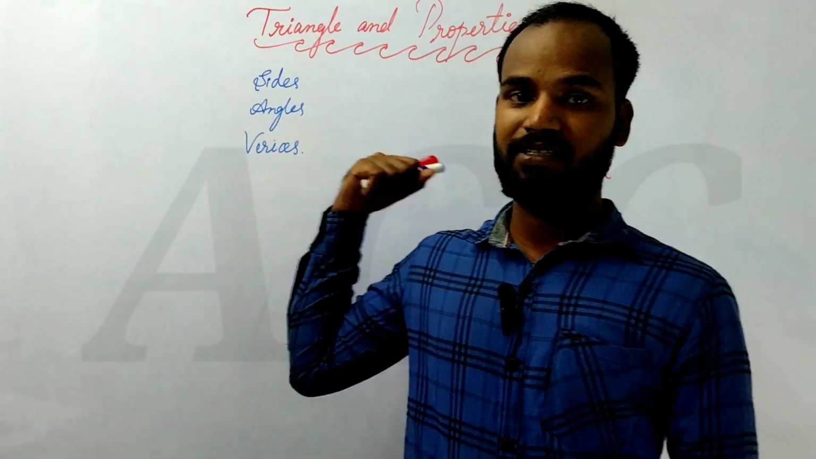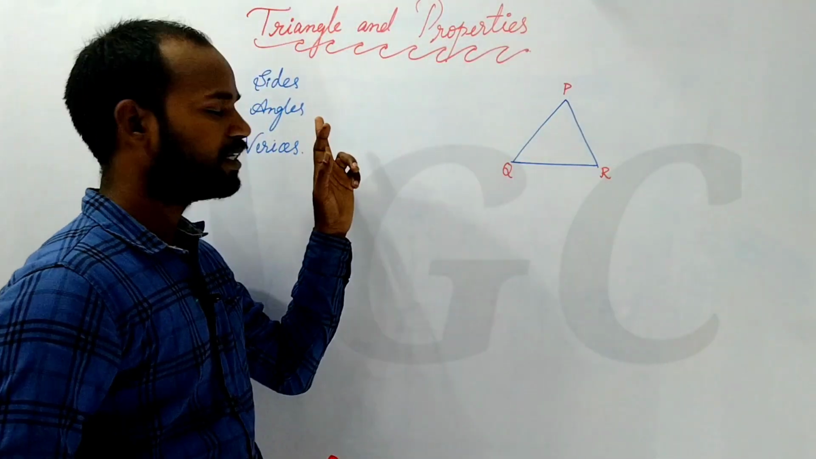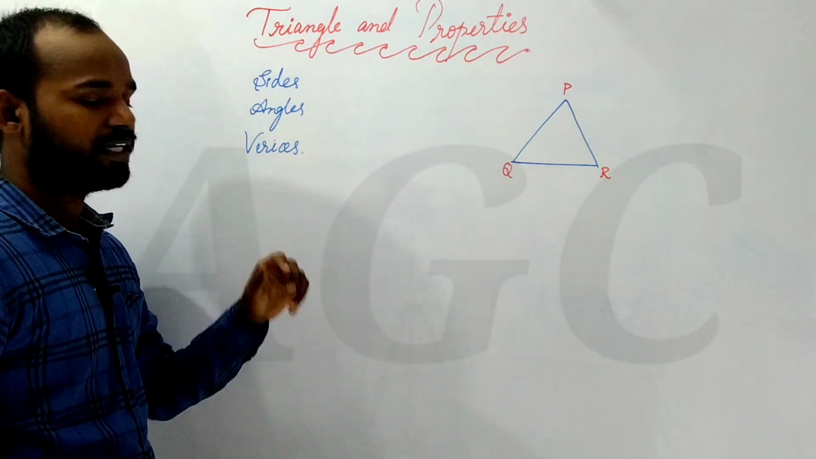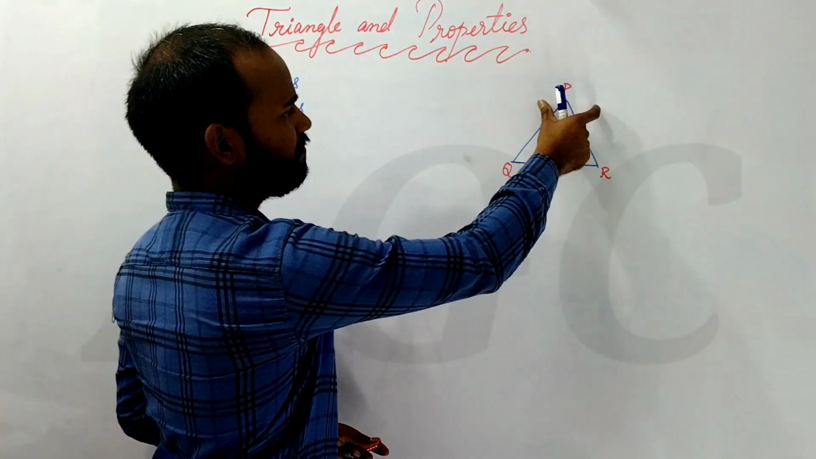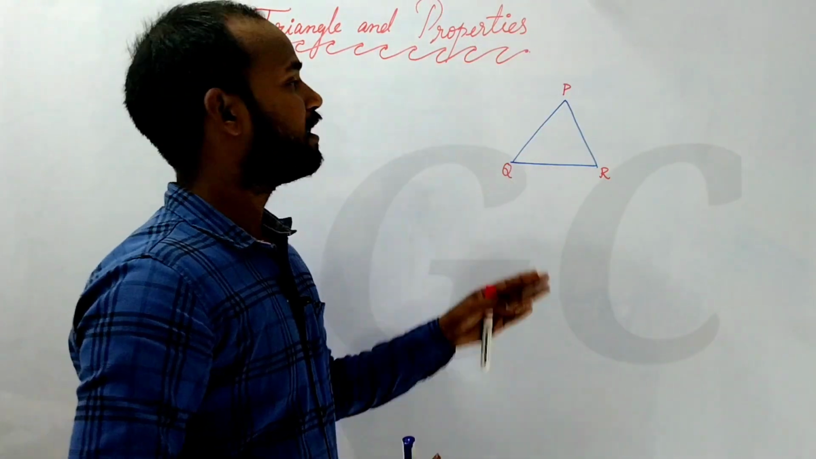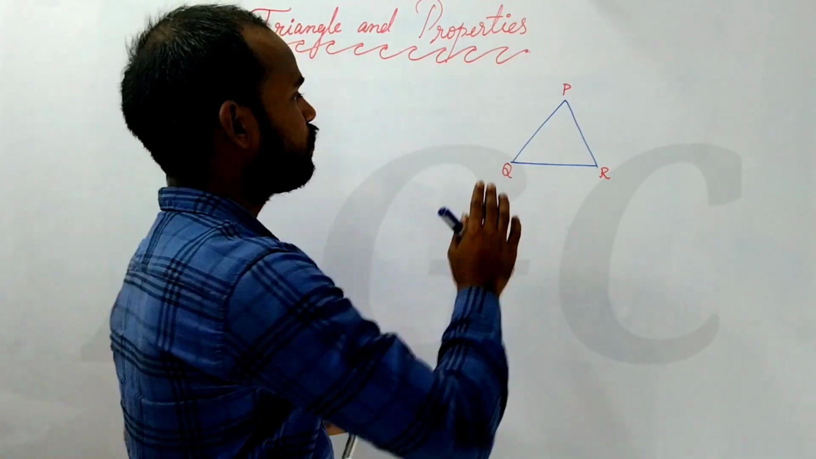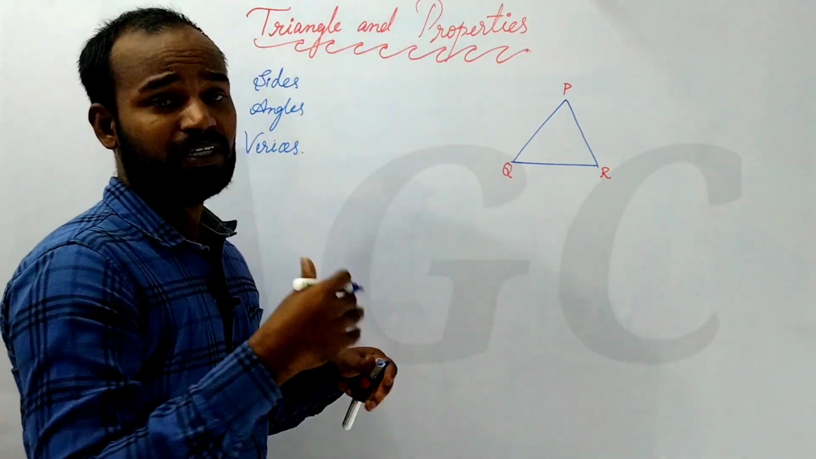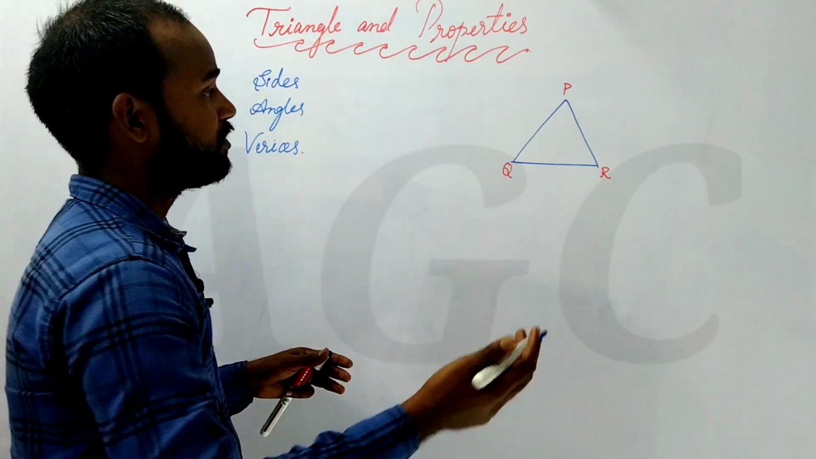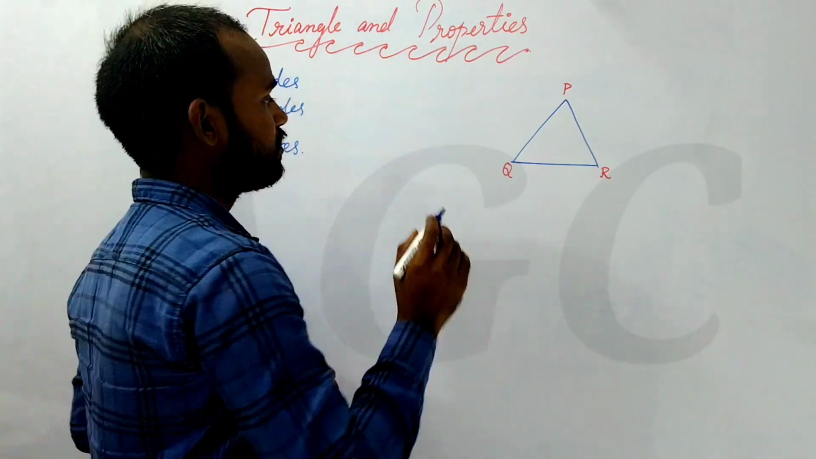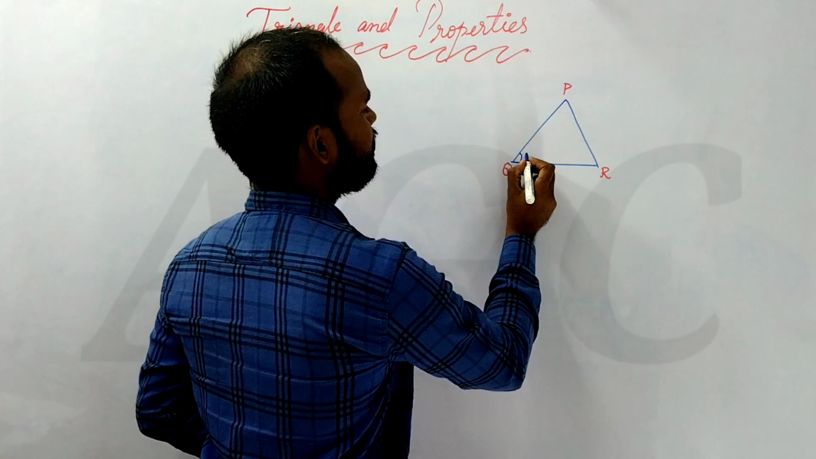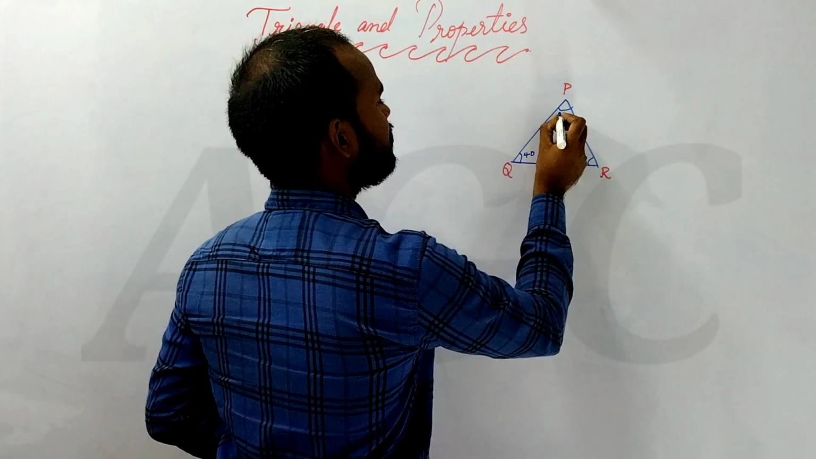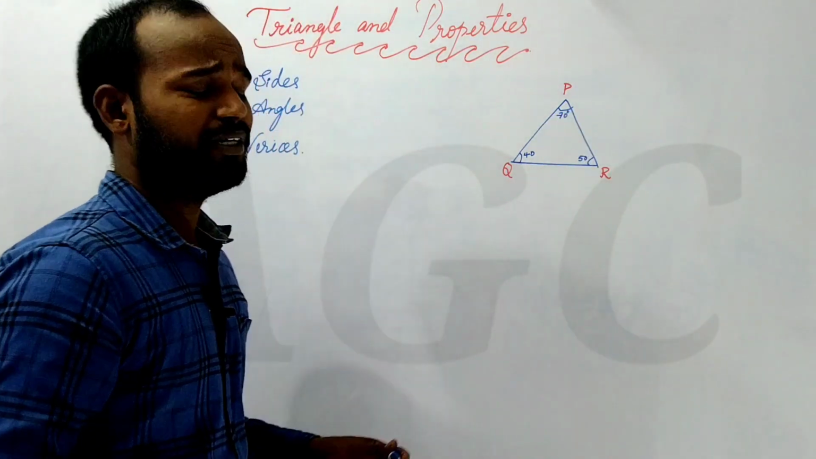Now our next agenda is what is a side, what is an angle, and what is a vertex. Here I have drawn one figure. This is one triangle because it has three sides. Which type of triangle it is, we will decide in a later session. For now, suppose this angle is 40 degrees, this is 50 degrees, and this is 70 degrees. It might be anything.